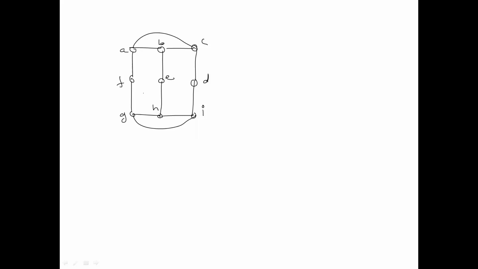So do you find any cycle in this? Say some answer, yes, no. Yes, sir. Okay, what is that cycle? What is that cycle with all vertices? Sir, there is no Hamiltonian cycle, sir.